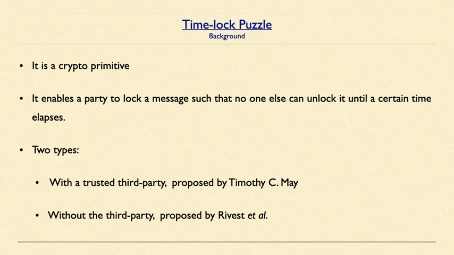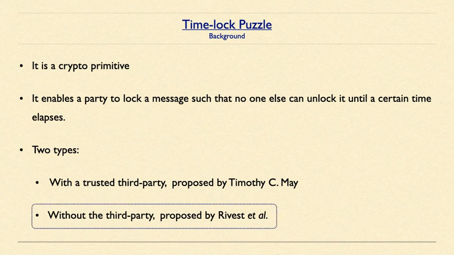has passed. Time-lock puzzle protocols can be categorized into two categories. Category 1, those that use an assistance of a trusted third party to support time release of a secret. This category is not our focus in this work. Category 2, those that do not involve a third party. The latter category is the focus of our work.